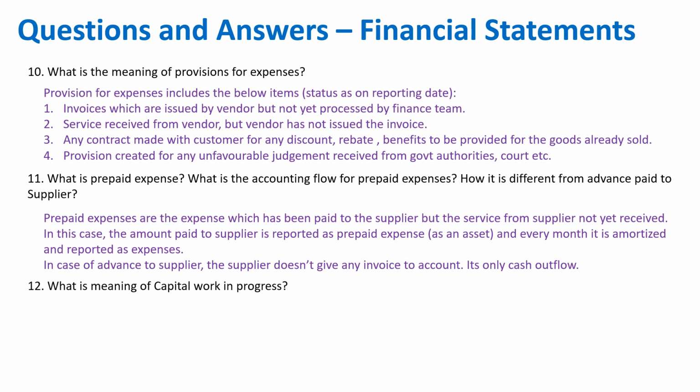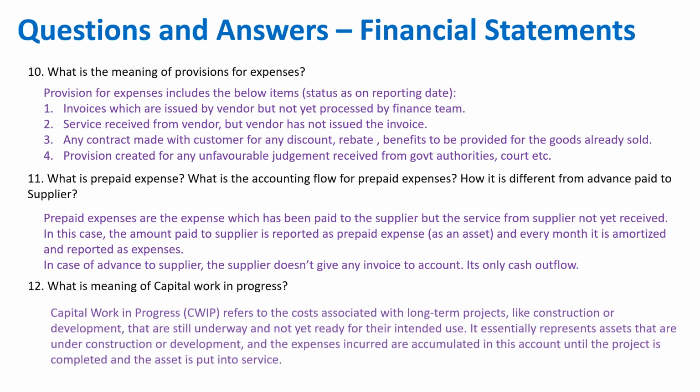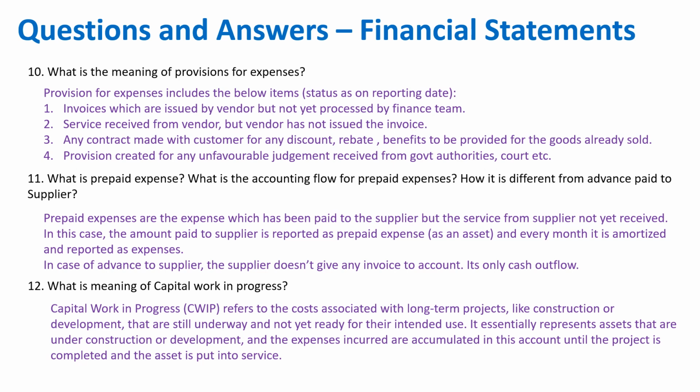Now, what is the meaning of capital work in progress? So capital work in progress, in short it is called CWIP, refers to the cost associated with long-term projects like construction or development that are still underway and not yet ready for their intended use. It essentially represents assets that are under construction or development, and the expenses incurred are accumulated in this account until the project is completed and the asset is put into service, and there is no depreciation till the asset is put to use, right?